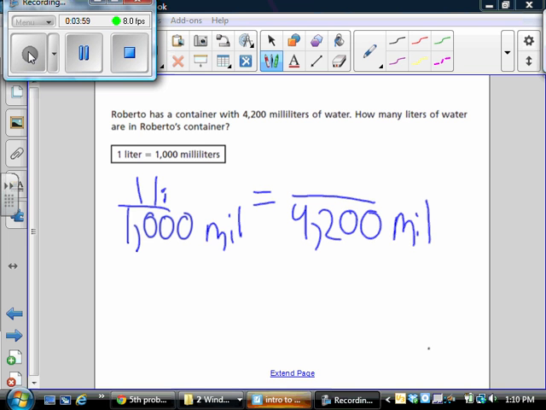Since the question doesn't give us how many liters are in the 4,200 milliliters, we would just leave that as an unknown, x, and it will still be called liters. So now what we do is multiply 1 liter by the 4,200 milliliters, and then x liters by the 1,000 milliliters.